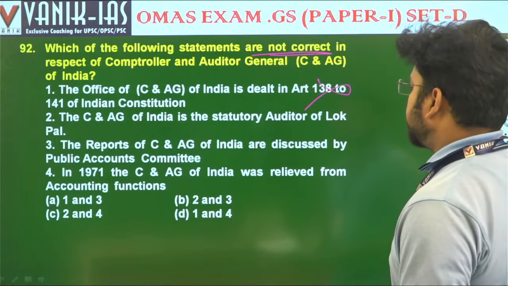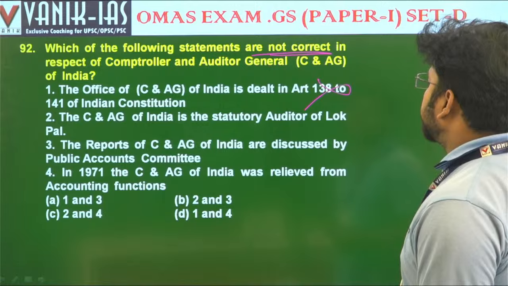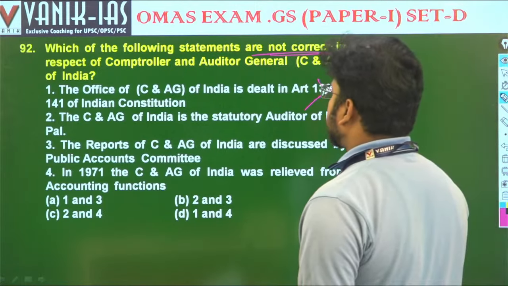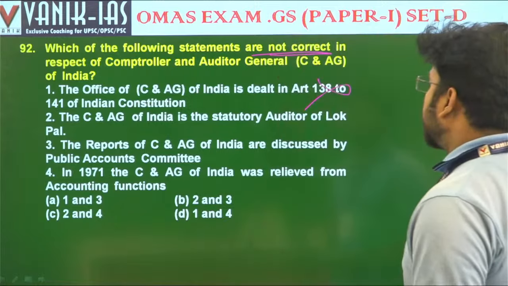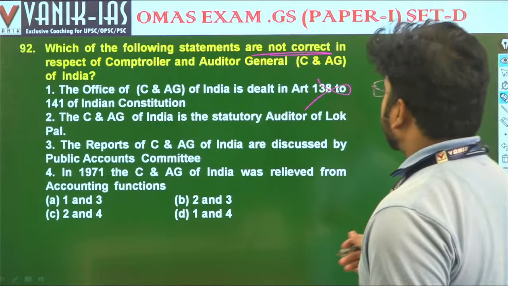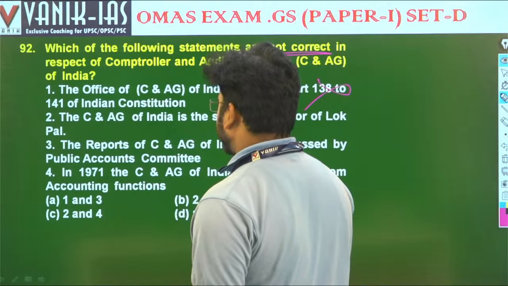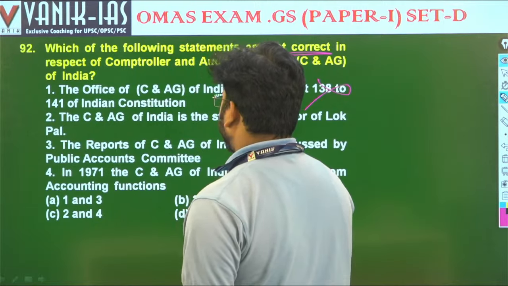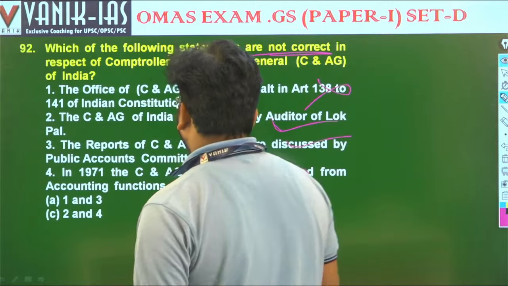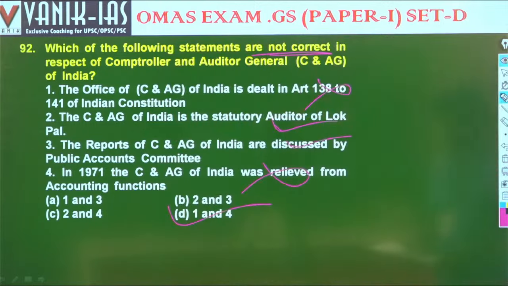Next, the CAG of India is a statutory auditor of Lokpal. Yes, the reports of CAG of India are discussed by the Public Accounts Committee. In 1971, CAG of India was relieved from accounting functions. No, it is Comptroller and Auditor General. This is wrong. These two are right. So 1 and 4 is the answer. D is the answer, right?